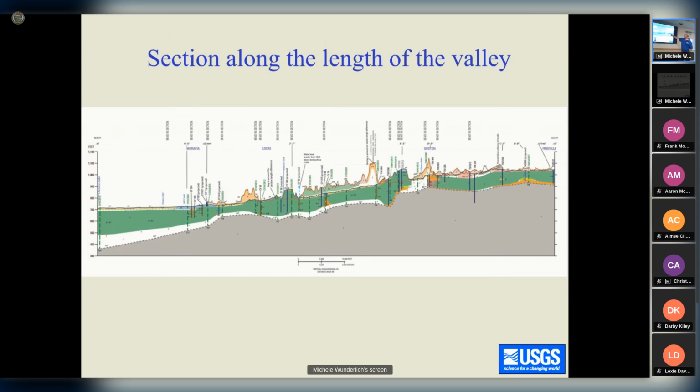So orange is sand and gravel, yellow is sand. What I'd like to point out at the bottom is that where we do have information, many wells are completed in sand and gravel above bedrock. Drillers drill through the lacustrine deposits. They hit the sand and gravel. They get many gallons per minute of water. They don't need to drill any farther, so we don't really know what the depth to bedrock was.